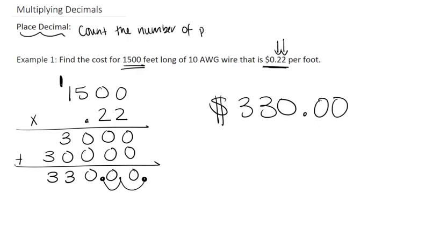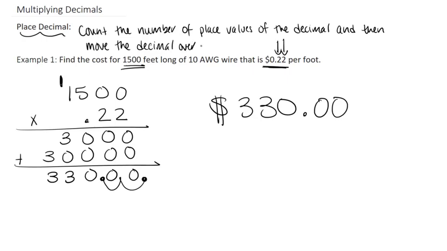So what we would say is we count the number of place values of the decimal in both numbers, and then move the decimal over that many. Now let's look at another example.